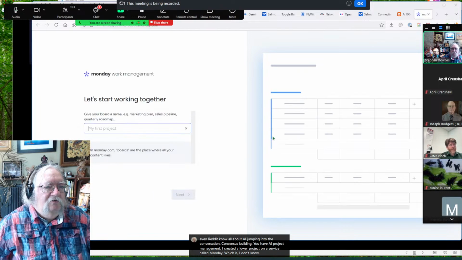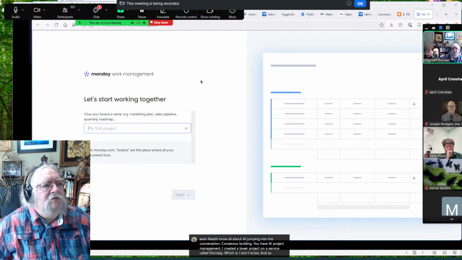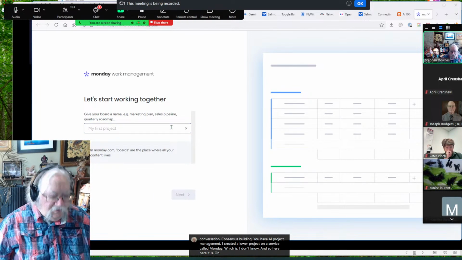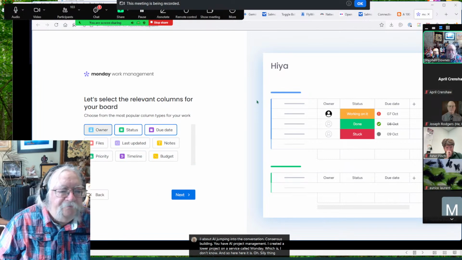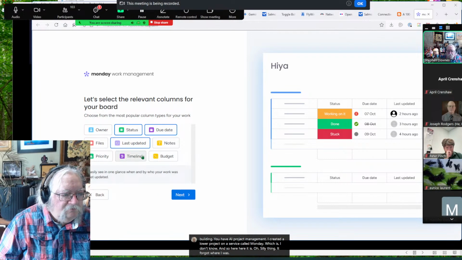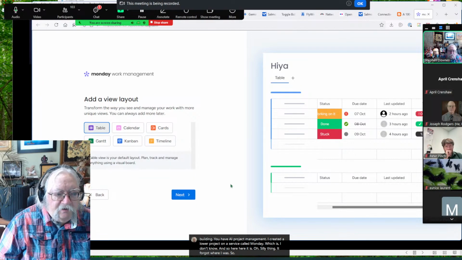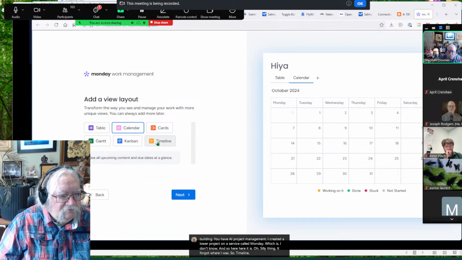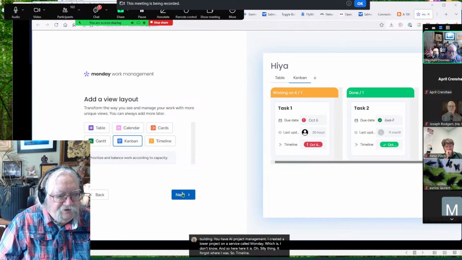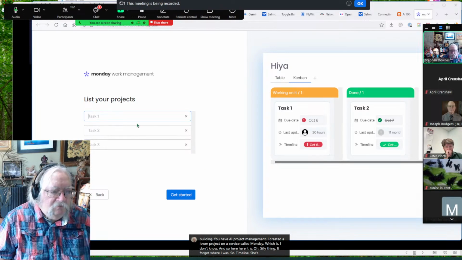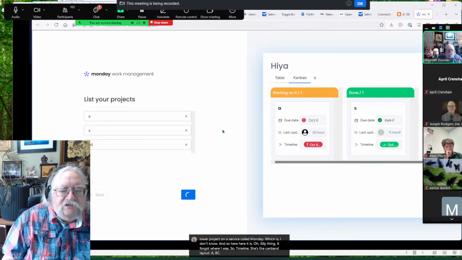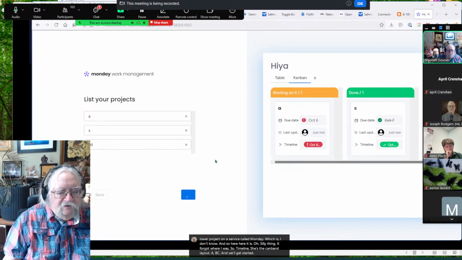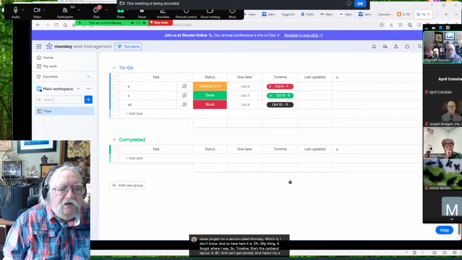And so here it is. Oh, silly thing. It forgot where I was. So, timeline. Let's use the Kanban layout. A, B, C. And we'll get started. And here's my AI supported project management space.